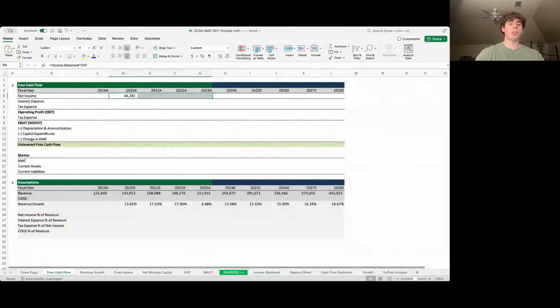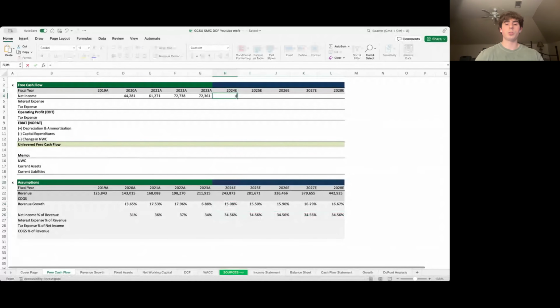Shift right, Command R. To project out future net income, we're going to take net income as a percent of revenue. So net income divided by revenue. Shift right, Command R. We're going to take an average of these percents, like this. Up top, multiply revenue times this percent.